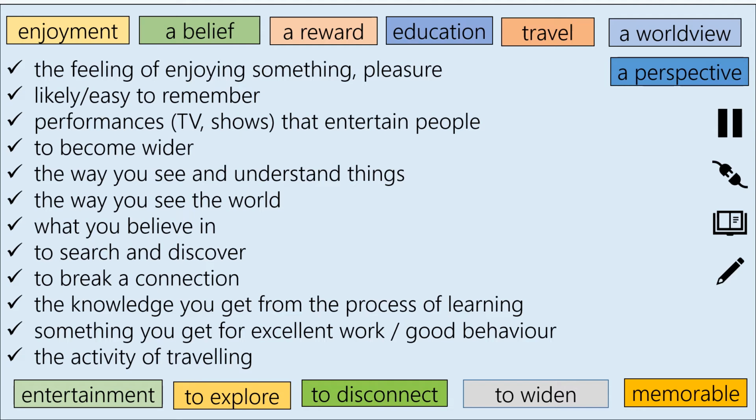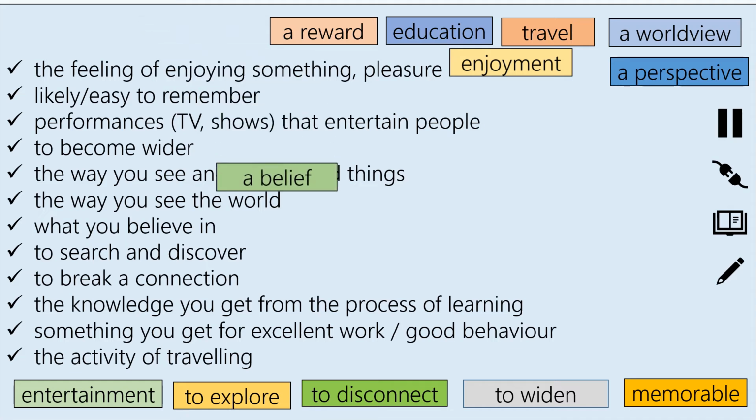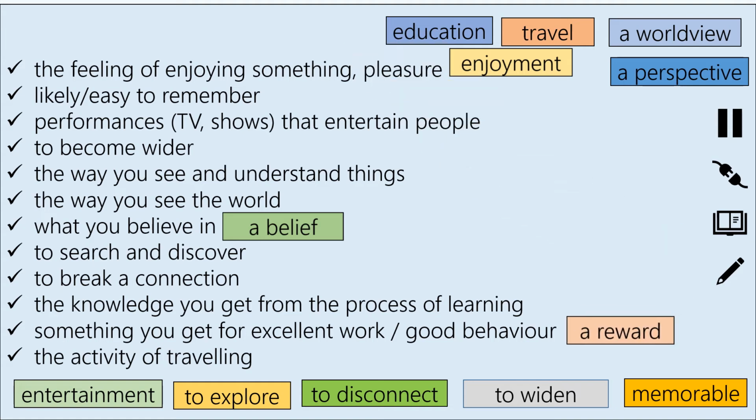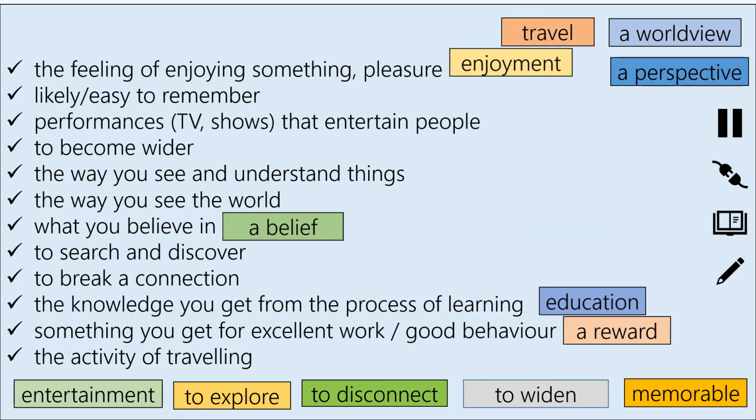Let's check. Enjoyment is the feeling of enjoying something or pleasure. A belief is what you believe in. A reward is something you get for excellent work or good behavior. Education is the knowledge you get from the process of learning. Travel is the activity of traveling.